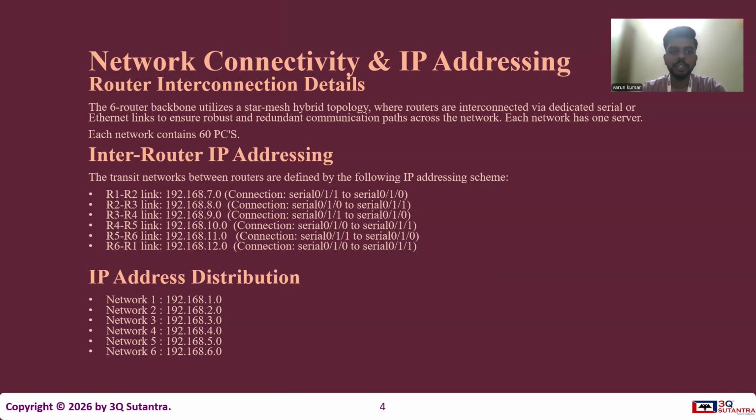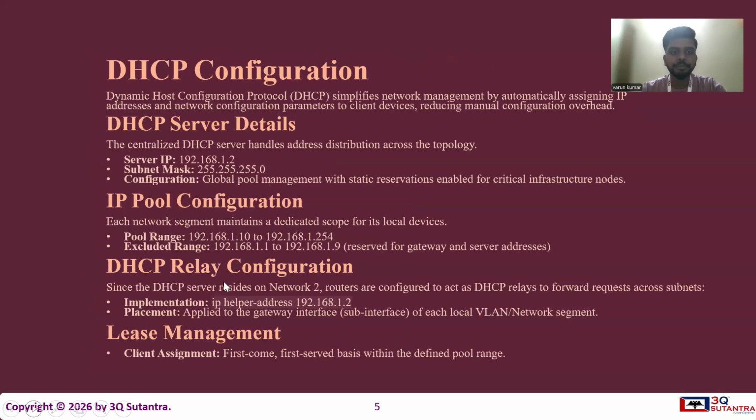Inter-router IP addressing. The transit networks between routers are defined by the following IP addressing scheme. R1 and R2 link between the 7.0 network. These are the six routers' connections between them. We use 7.0, 8.0, 9.0, 10.0, 11.0 and 12.0 for these inter-router IP addresses. IP address distribution is 1.0 for the LAN network, then 1.0, 2.0, 3.0, 4.0, 5.0, and 6.0. These are all the IP addressing and network connectivity.